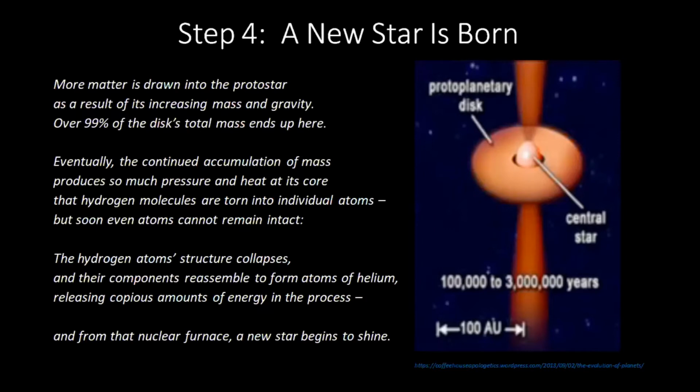Its mass and gravity continue to increase, and by the time the process is done, over 99% of the total mass of the disk is going to end up in the star, with only 1% making up the whole rest of the solar system around it.